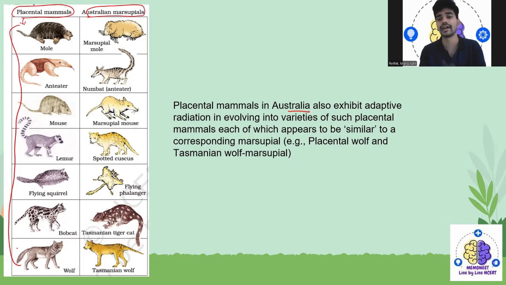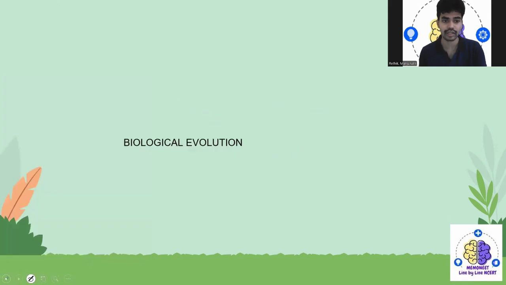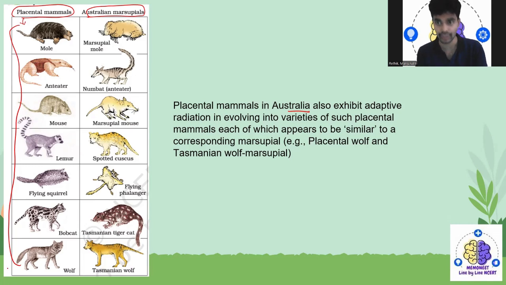In this way, adaptive radiation plays a very important role in evolution as well as in natural selection. So this is all about adaptive radiation, and in the next video, I'll be discussing biological evolution.